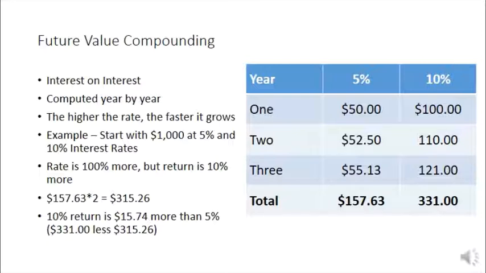In this example on the right, we see difference between 5 and 10% rates. So suppose we have $1,000. In just 3 years, we're going to see a massive difference.